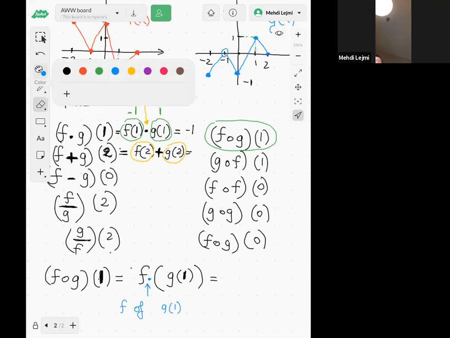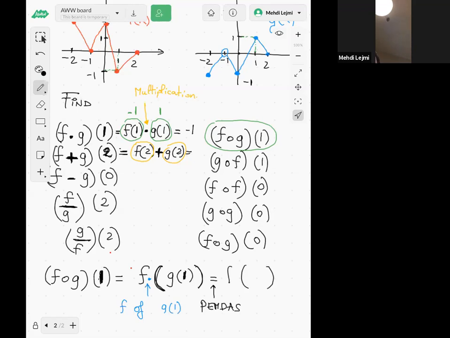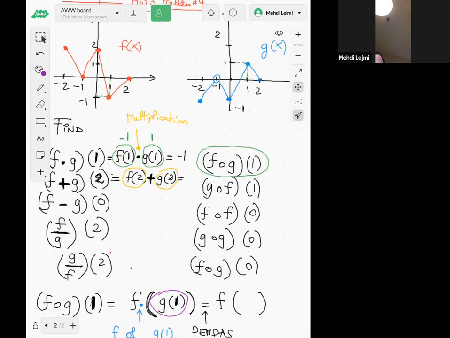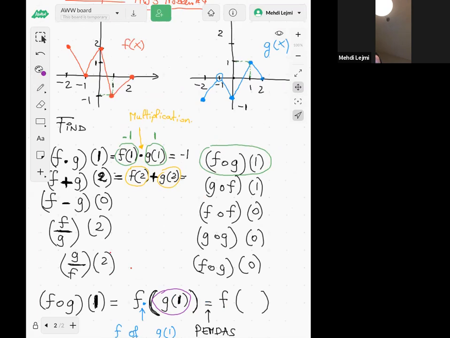Okay, so how do we do that? Well, it's like we are using the PEMDAS rule. First we have to evaluate what's between the parentheses. Parentheses come first in the PEMDAS rule. Between the parentheses, I have g of 1. So I'm going to find g of 1. What's g of 1? Well, from the graph of g, as you can see, g of 1 is 1, right? So g of 1 is 1.